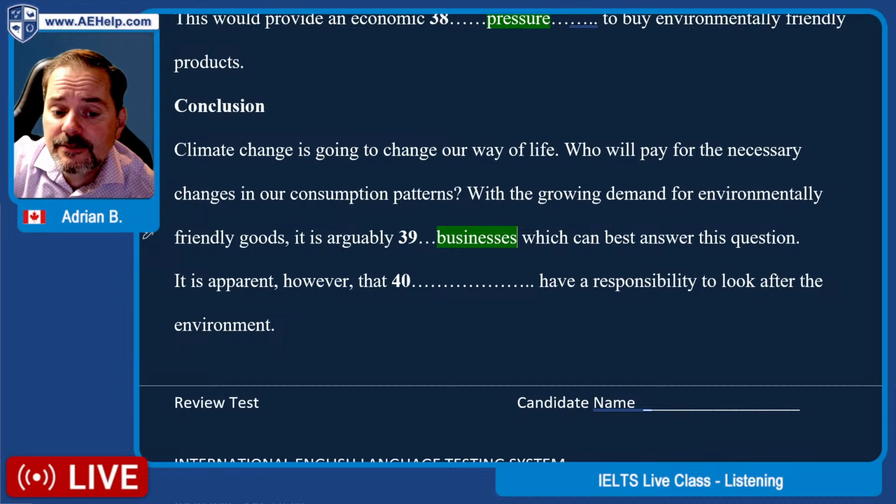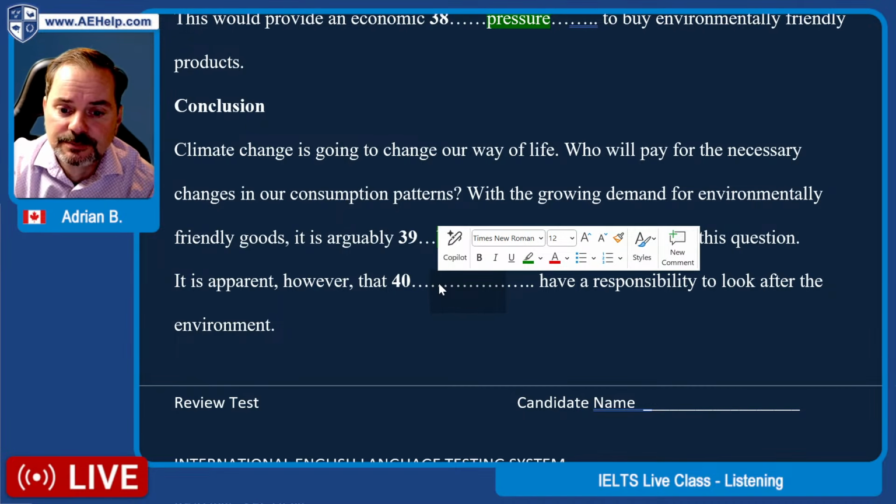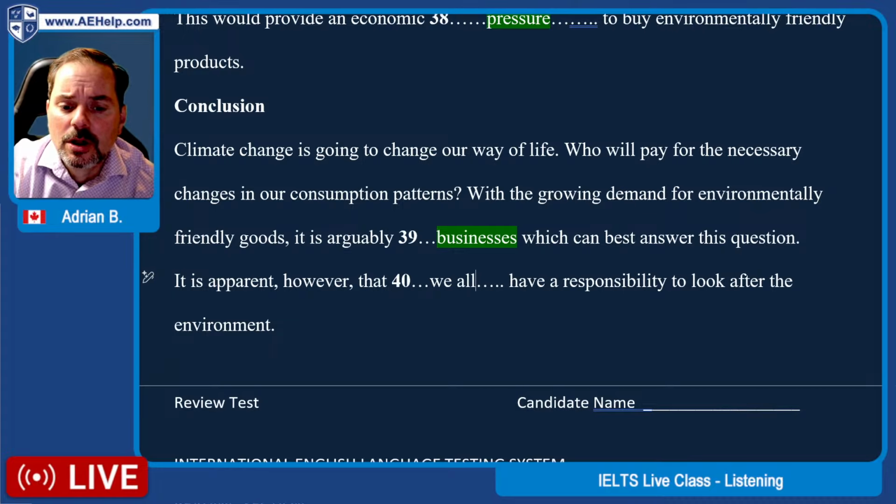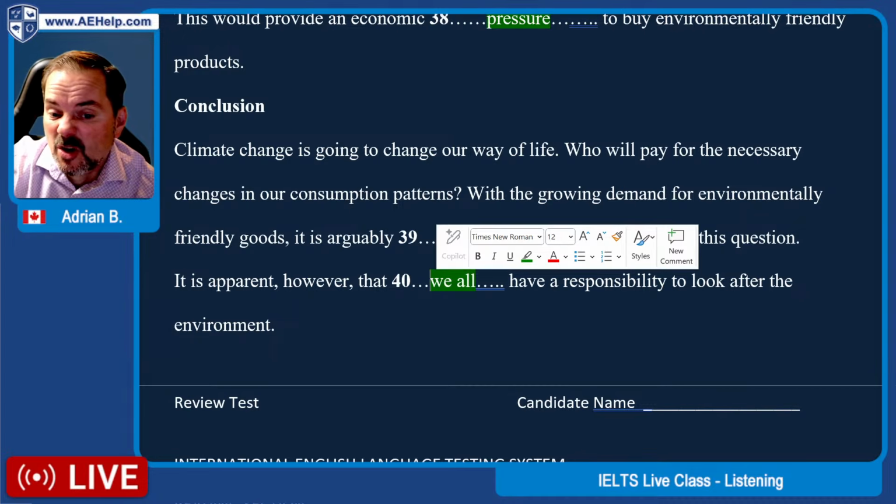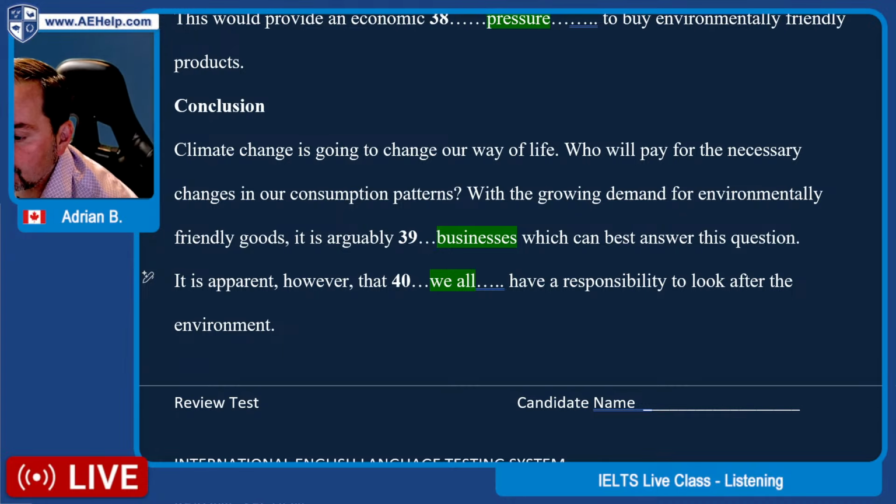It is, however, apparent that we all, or everyone, you can't use the word everyone because it's have. So we all have a responsibility. Or you could maybe write all people have a responsibility. Okay.